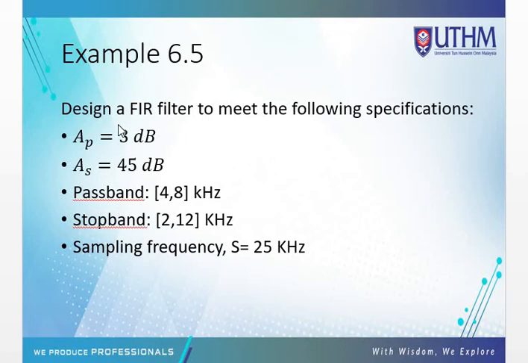Lastly, I'll show you another example, which is to design an FIR filter to meet the following specification: Ap equal to 3 dB, As equal to 45 dB, the pass band is between 4 and 8 kHz, and the stop band is 2 and 12 kHz.